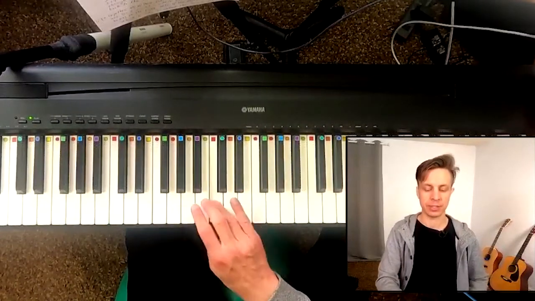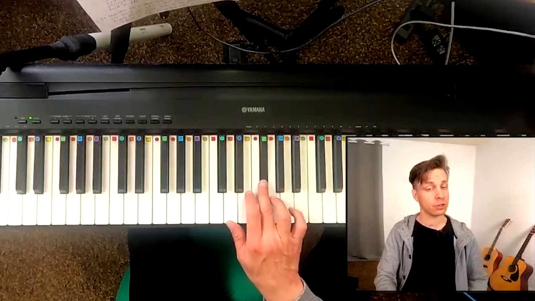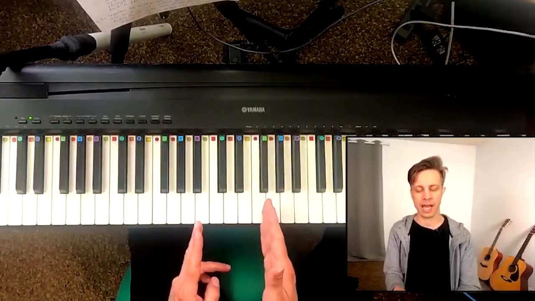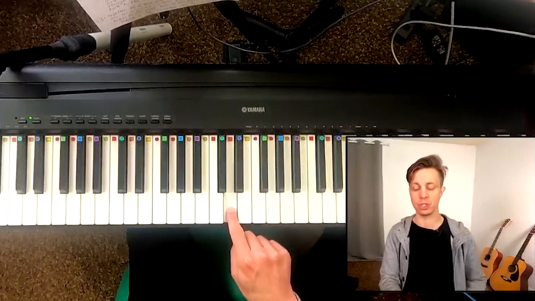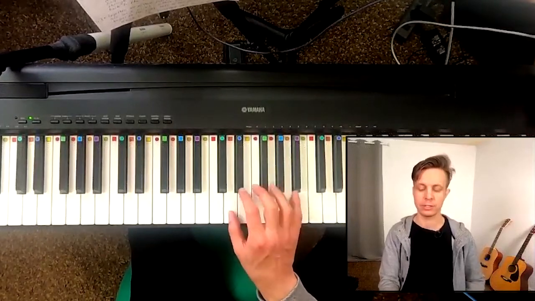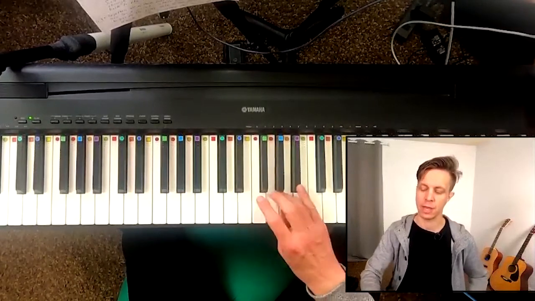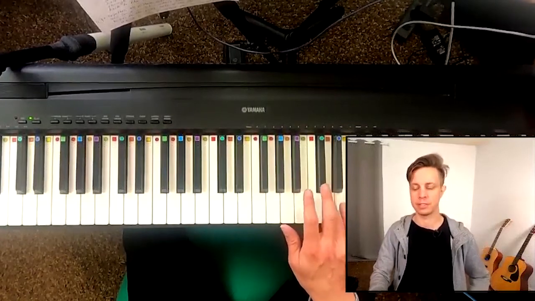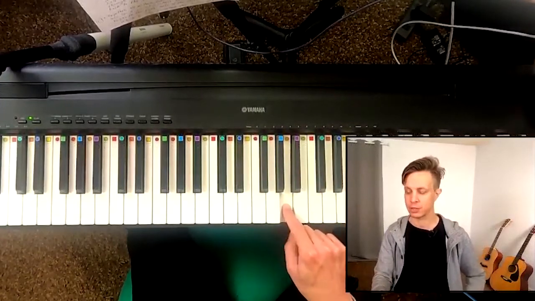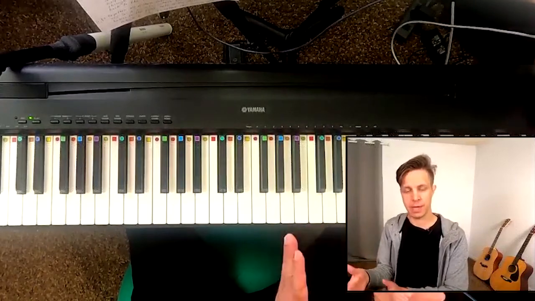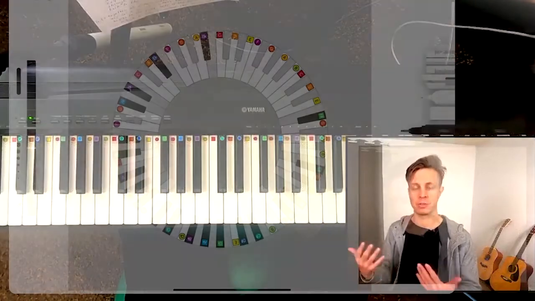G, A, B, C, D, E, F sharp, G. And then the second half of that, starting on the fifth note of G major, is the D major scale: D, E, F sharp, G, A, B, C sharp, D. The fifth note of D major is A, and that starts the A major scale, and so on.